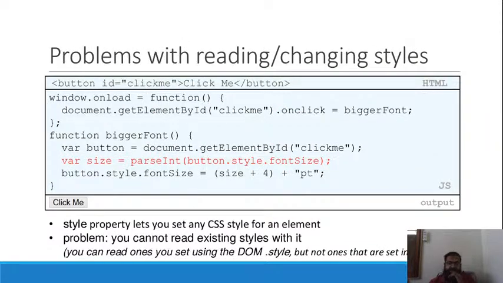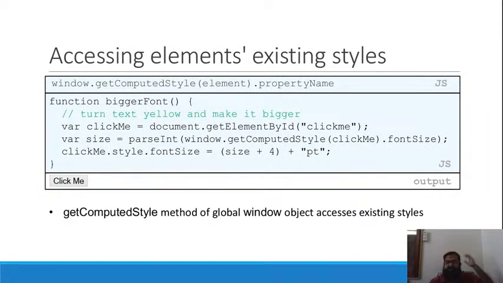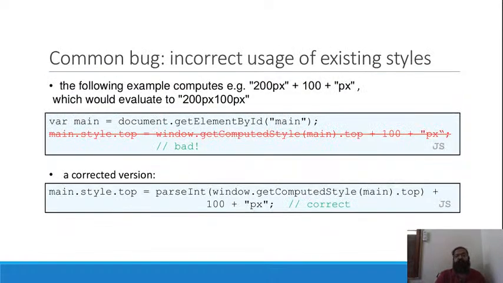Over here, in the previous slide, is the problem with reading and changing the styles. The problem here is with reading the style. If you had used button.style.fontSize = 4pt instead of size + 4 + pt, if you had omitted size, then it would have worked, but size is something that we wanted to get, which is the existing size of the font in the page.